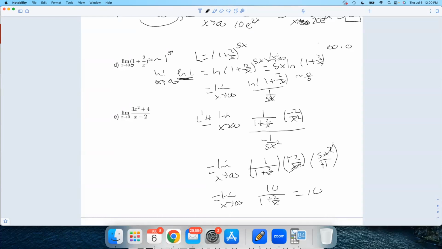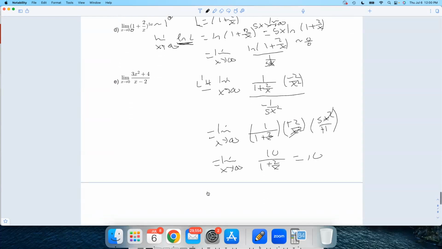That's not my answer, though. So what I have is natural log of L equals 10. So make both sides powers of e. L equals e to the 10th power. On these ones that have this form, you're always going to get e to something.